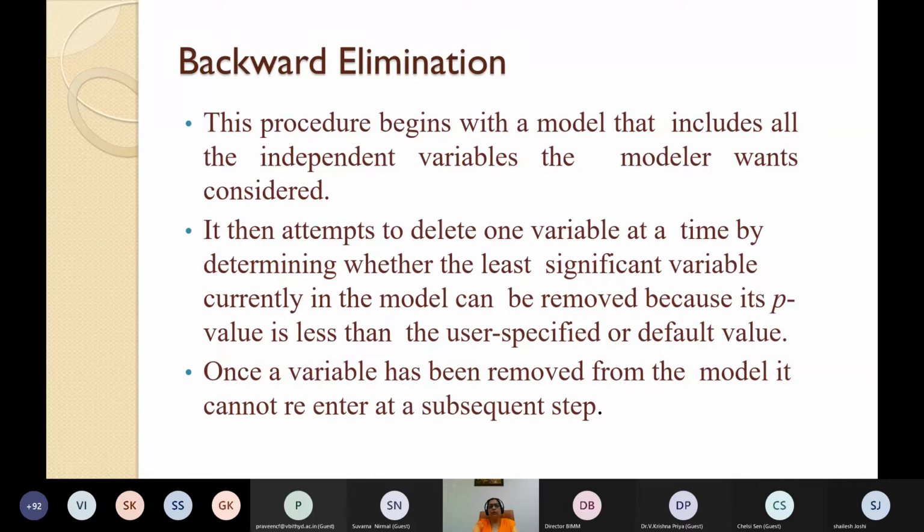In backward elimination, you pick up all the variables in the equation and you go on reducing one variable at a time, and we try to determine whether the least significant variable in the model can be removed. It is on the basis of the p-value, wherein we try to keep the value of p as low as possible to reject the null hypothesis. And once a variable has been removed, it cannot re-enter at a subsequent step. That is for backward elimination.